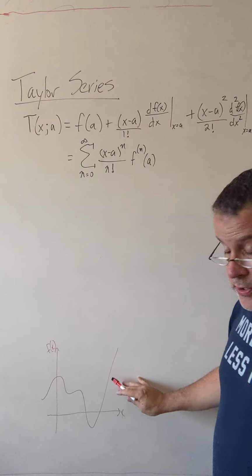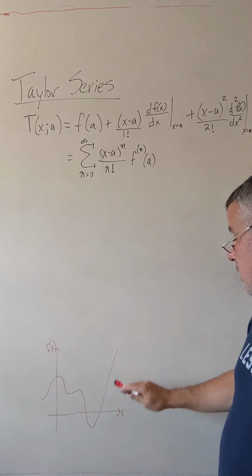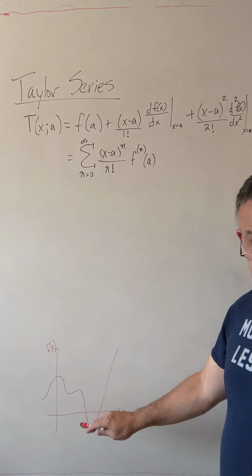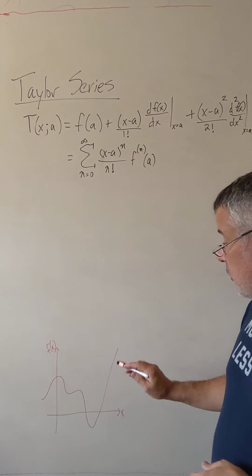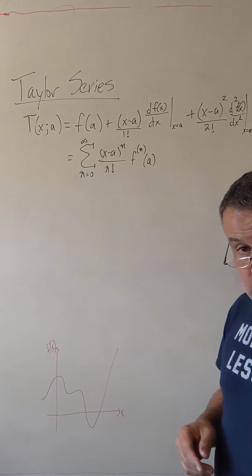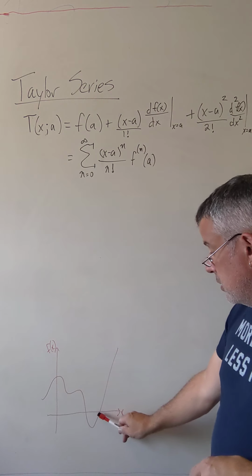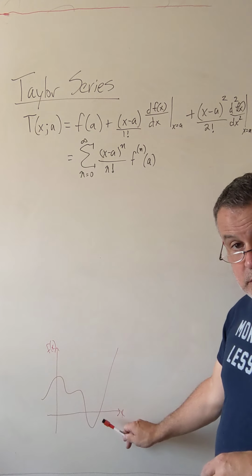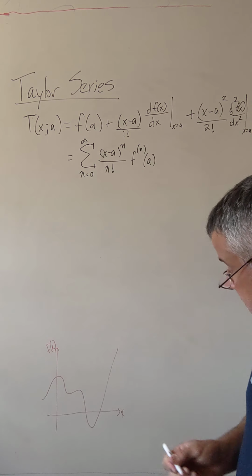So here's a little test function. It's just got some wiggles in it. It's got two places where it crosses zero down there. And we want to use a Taylor series to find one of these zero crossings. Let's just do this schematically first.